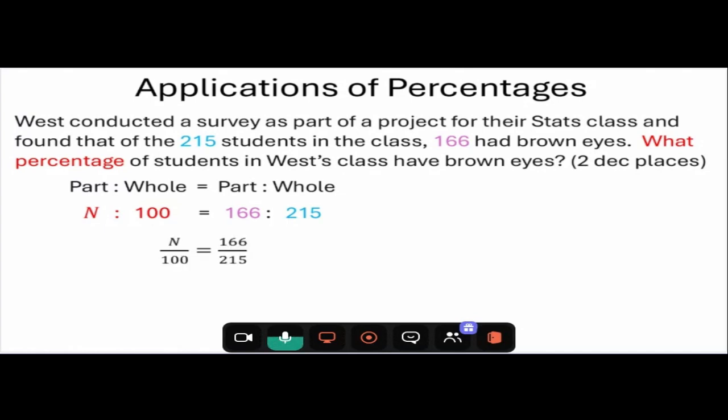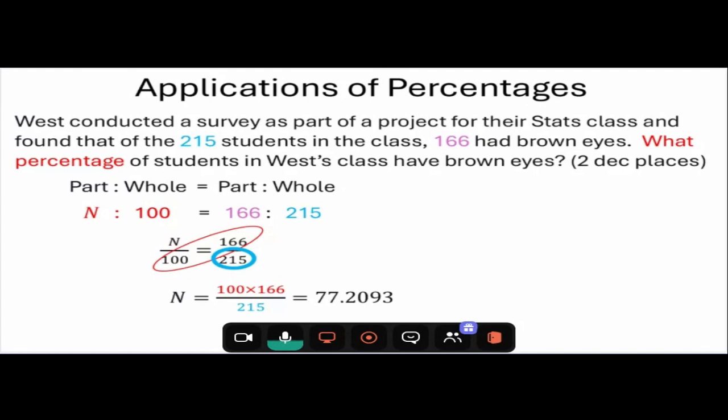Turn them into fractions. And now we're going to solve by finding the cross product that doesn't have a letter in it, which is that one there in red. We're going to multiply those two and divide by the other number. So n is equal to multiply and divide. On your calculator, you get 77.2093. Let's go back to the question.